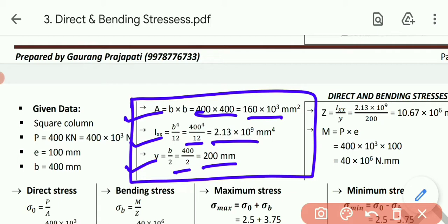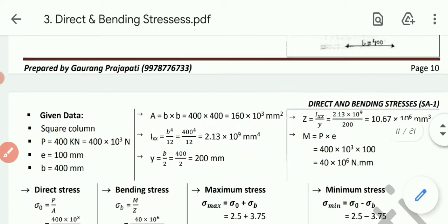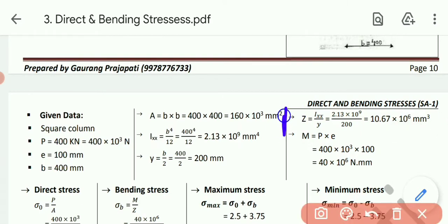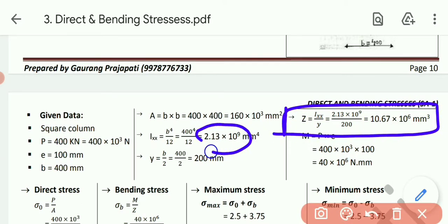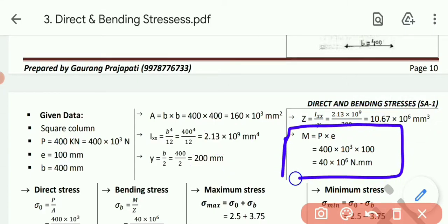Now let's calculate the main unknown parameters, that is M and Z. So first of all Z, that is I by y. I is 2.13 into 10 raised to 9, you can see over here, and y is 200 mm. By simplifying this one, I will get the answer 10.67 into 10 raised to 6 mm cube. Then another unknown, that is M, P into e. P is given there in the data, e is also given there in the data. 400 into 10 raised to 3, and e is 100. So we got the answer 40 into 10 raised to 6 Newton into mm.